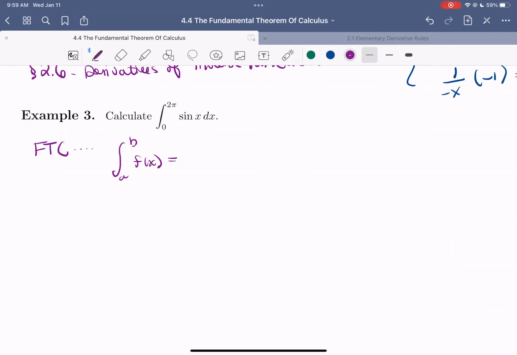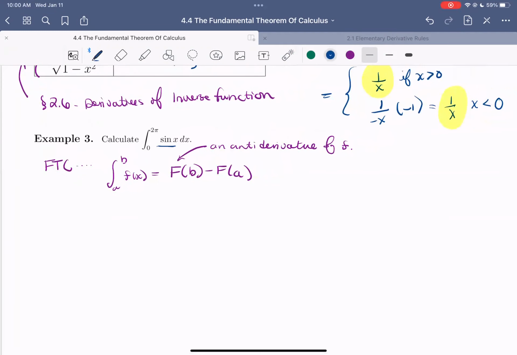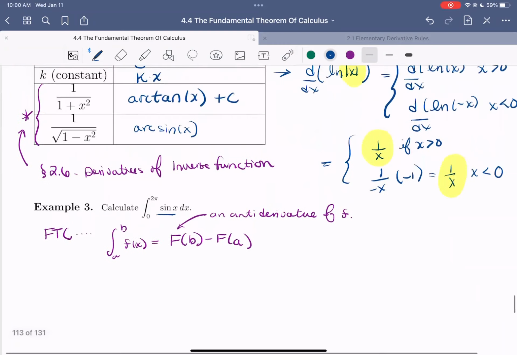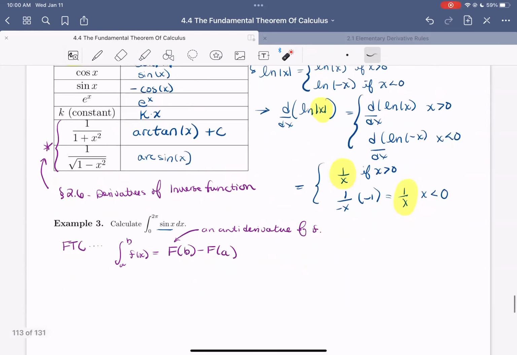of x is equal to big F of b minus big F of a, where this big F function is an antiderivative of little f. All right, I think we're ready. So for us, we first need to find a big F, an antiderivative of sine of x. We saw in the previous video that an antiderivative of sine of x is equal to negative cosine.